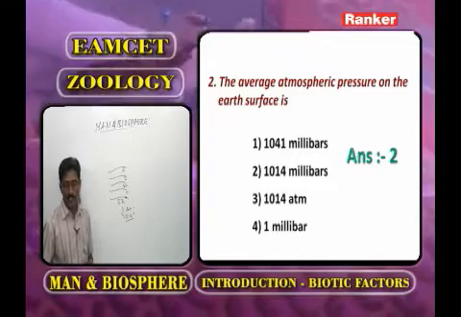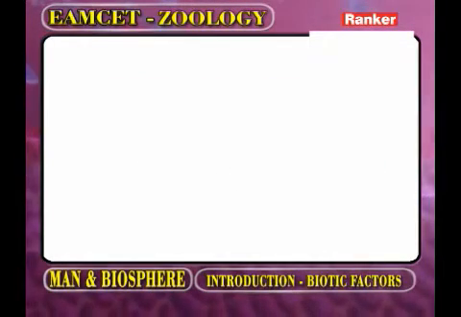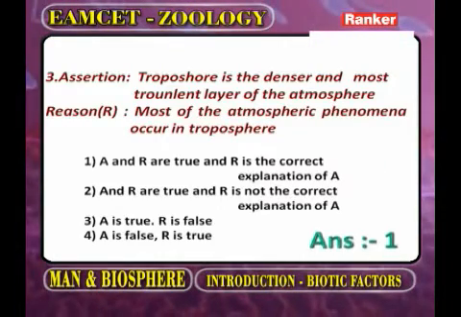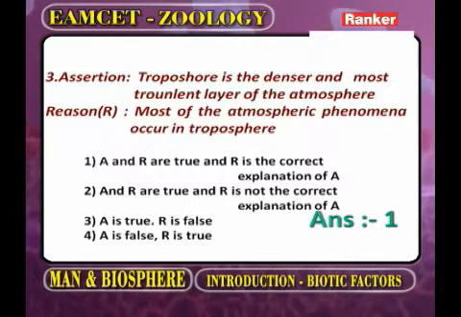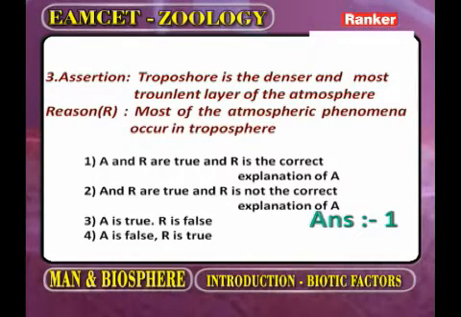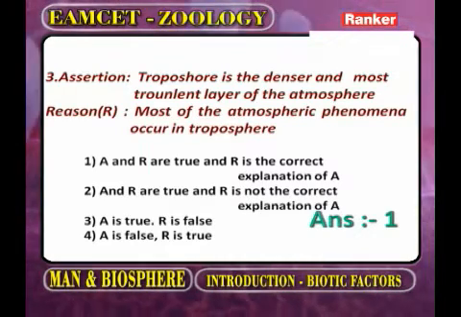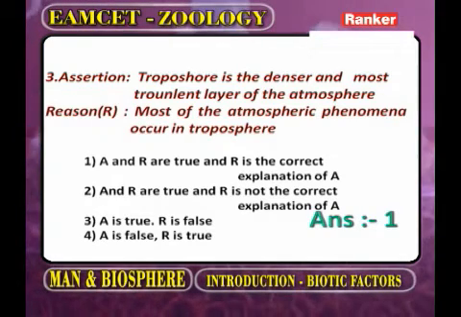Now we go for the next question. Assertion: Troposphere is the denser and the most turbulent layer of the atmosphere. The reason is, most of the atmospheric phenomena occur in the troposphere.